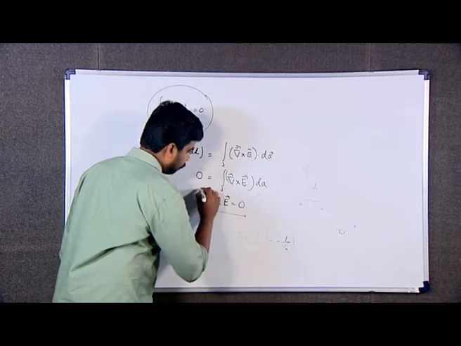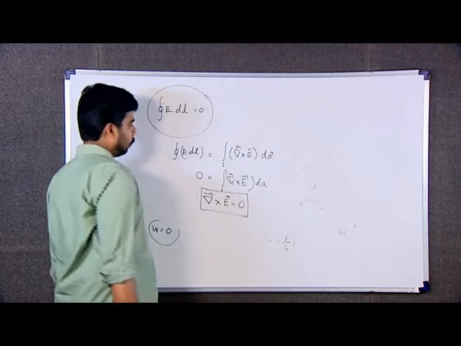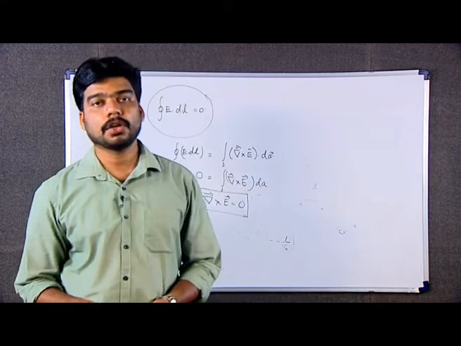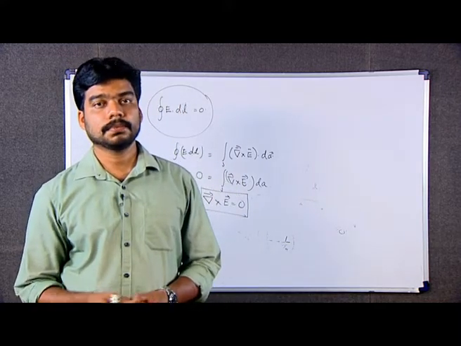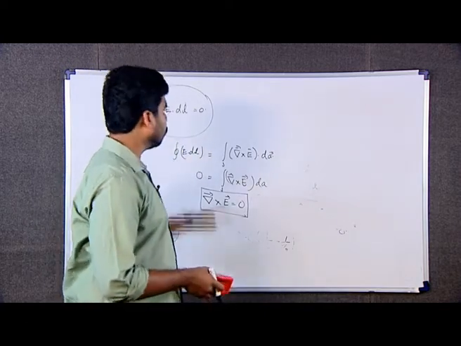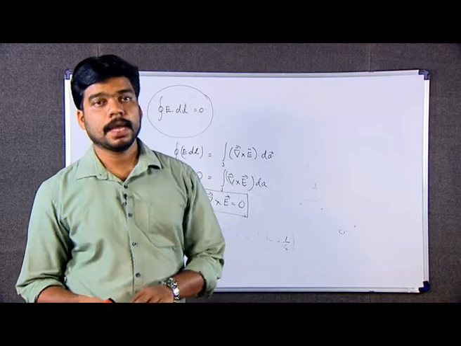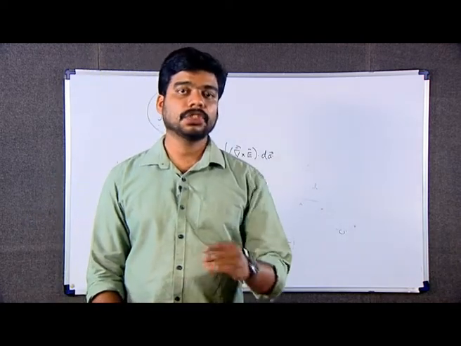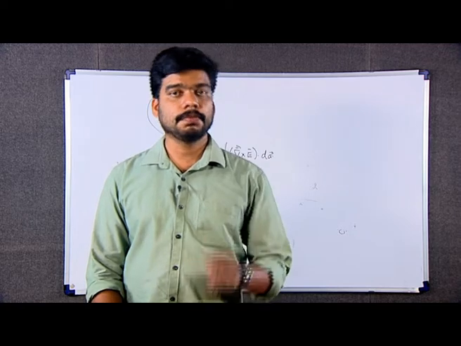So, if the force field is a conservative force field, then del cross E is equal to 0. So, this is about the conservative force field, and this proves that the electrostatic field is a conservative force field.